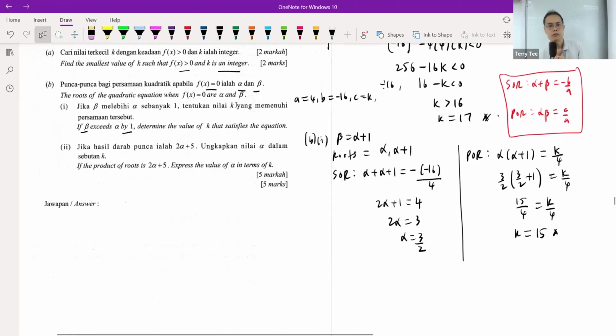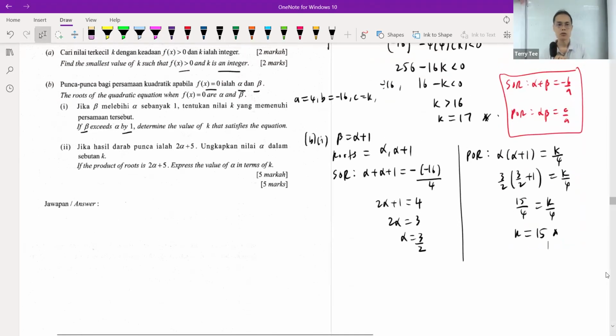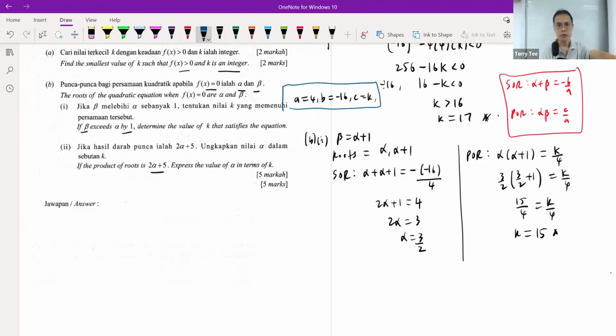Let's keep going. For part B Roman 2, they say that now your product of roots is 2 alpha plus 5. You're supposed to express alpha in terms of k. Okay, so same thing, we need to use your a, b, c and do SOR POR, but just focus on your POR because you're given the product of roots.